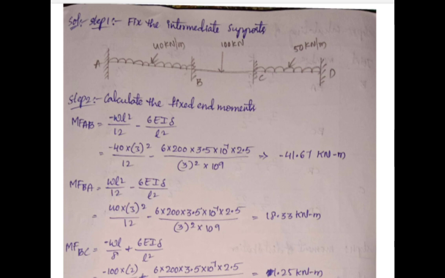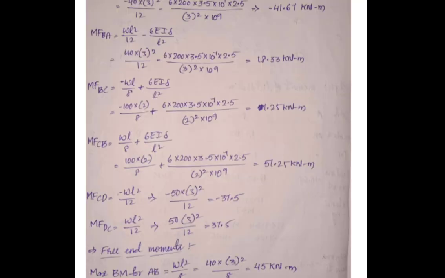For MFBA also we need to take anti-clockwise, that means minus. For MFBC it is reverse, that means we need to take plus. Because for sinking support case, if the left support is downwards and right support is upwards, we will take clockwise movement. Therefore we have taken plus 6 EI delta by L square here. So for MFBC and MFCB, we'll get an additional fixed end moment, plus 6 EI delta by L square, along with the minus WL by 8.